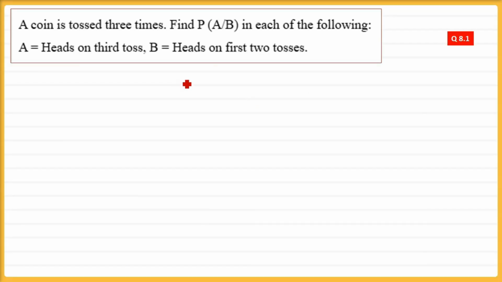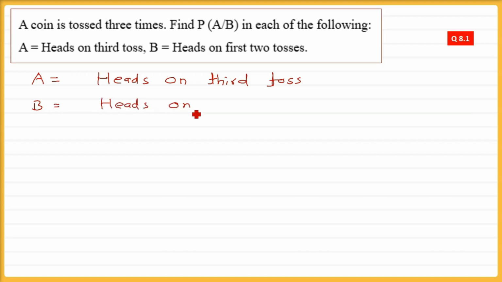Now we have 3 similar questions. A coin is tossed 3 times. Find P(A by B) in each of the following. A: heads on third toss, B: heads on first 2 tosses. Now we need to make the events, and events will be exactly similar to what is given in the question. So A can be heads on third toss. This heads on third toss became the first event A. The second event, which is B, is heads on first 2 tosses.